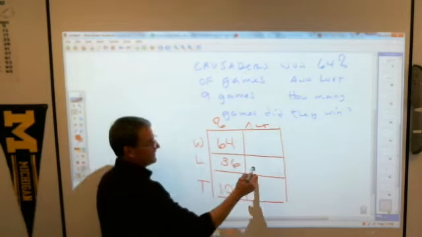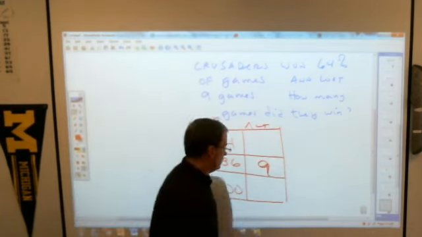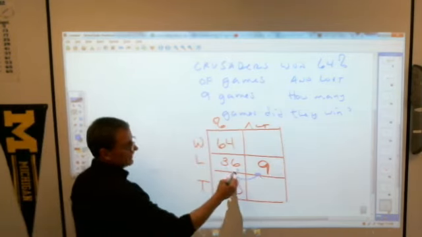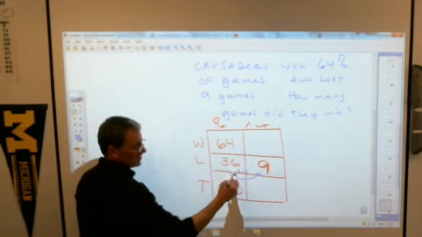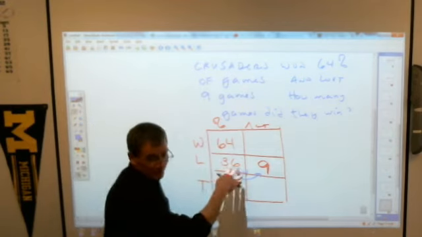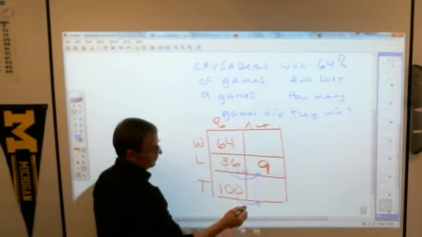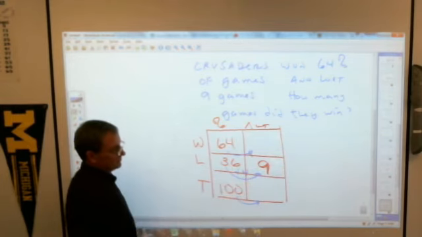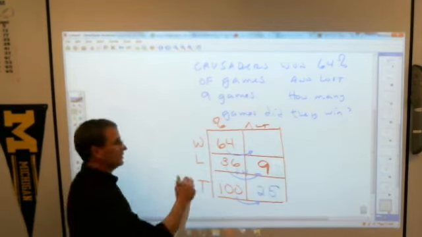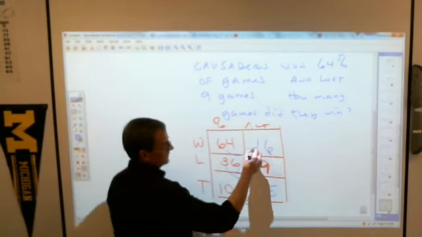You lost 9 games. And right away, there is everything you need to know, because how do you go from 36 to 9? You divide by 4. I'm guaranteeing 36 times 4 is not 9. Which means all of these you divide by 4. 100 divided by 4 is 25, which means they play 25 total games. 64 divided by 4 is 16, which is the number of games you won.